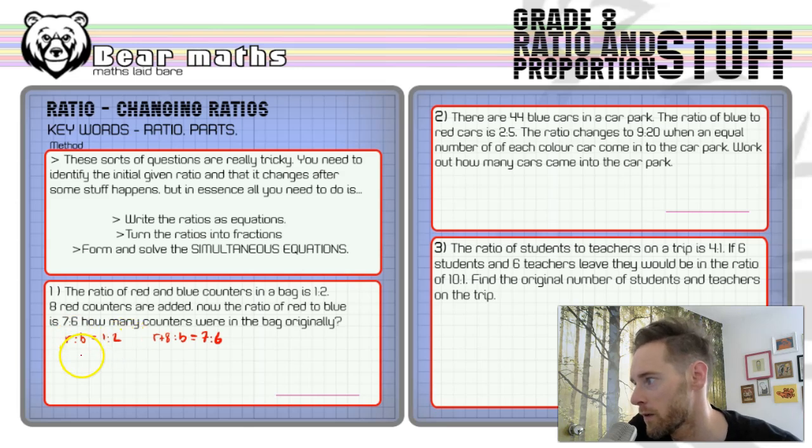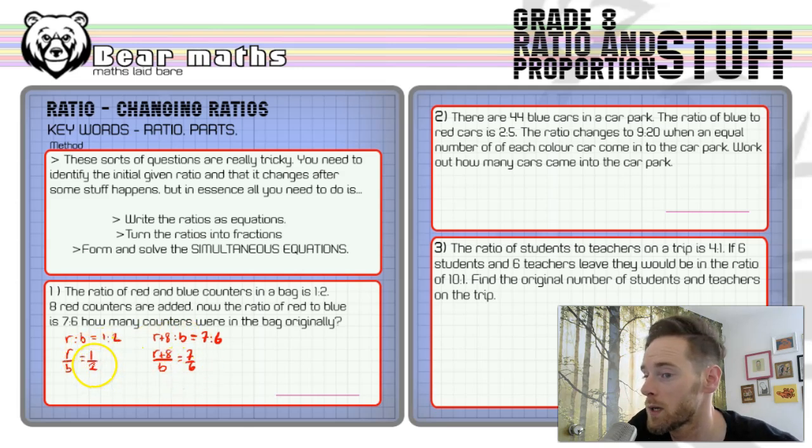Now, turn them into fractions. When you turn them into fractions, you put the second part of the ratio underneath the first part of the ratio. So you've got R over B is equal to 1 over 2. And then you've got R plus 8 over B is equal to 7 over 6. And these are separate things, by the way. All right? So this is one equation. This is another equation, right?